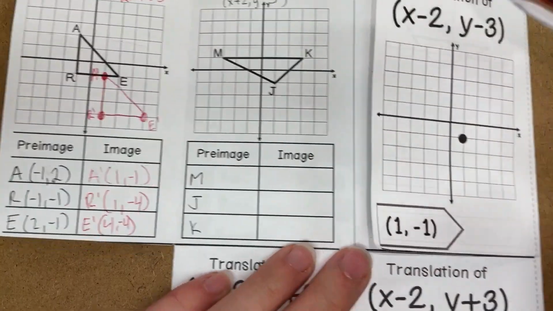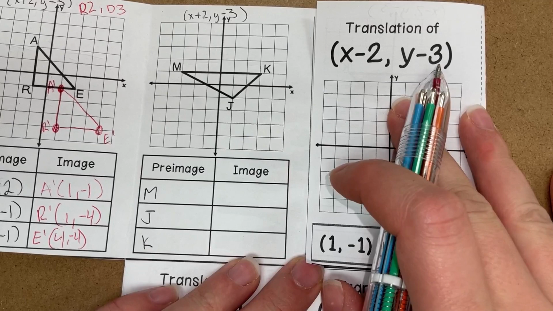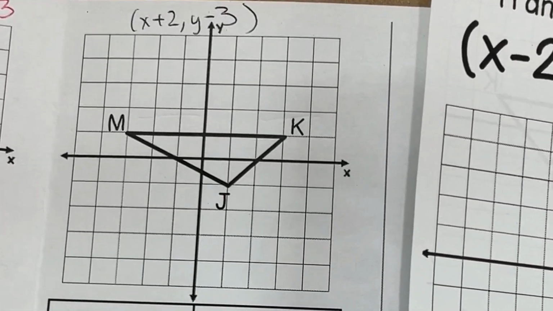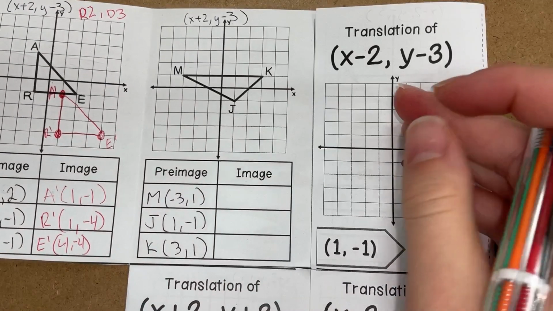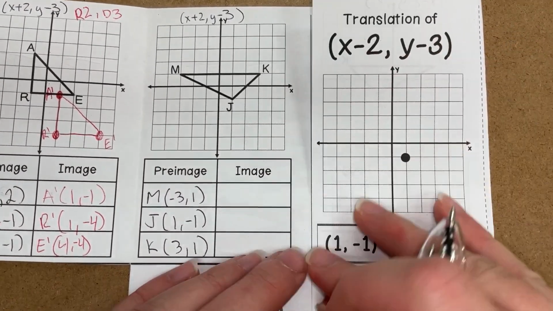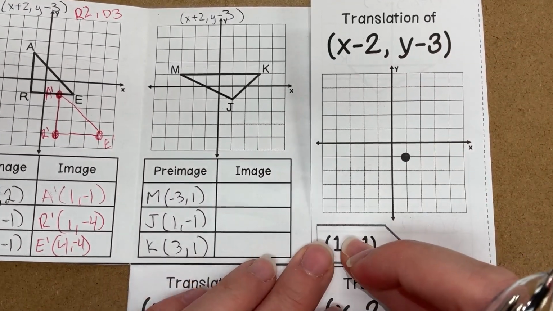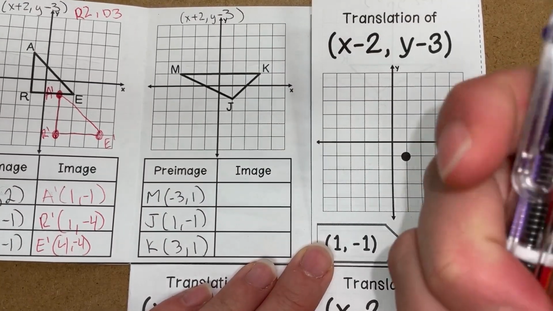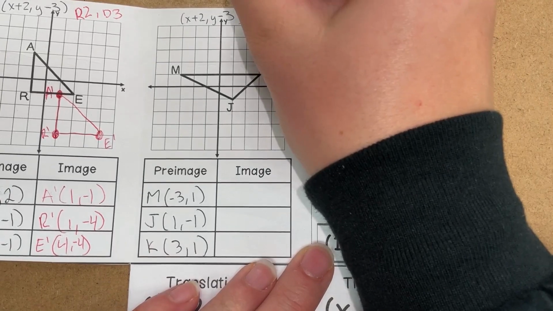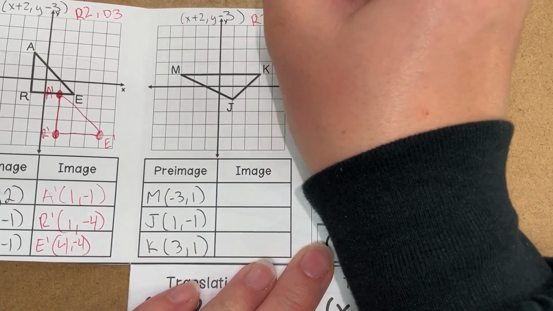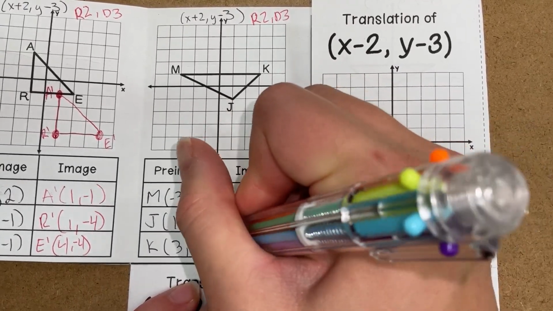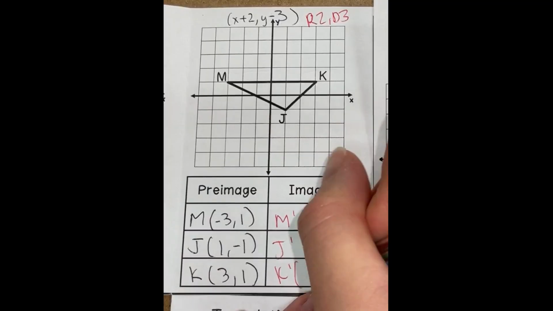All right, why don't you guys try this next one on your own? Give me the M, the J, the K. All right, so those are the points of the prehistoric pre-image. So M, J, K. We're gonna do the same movement. We're gonna go right 2 and down 3. Give me the M prime, the J prime, and the K prime.